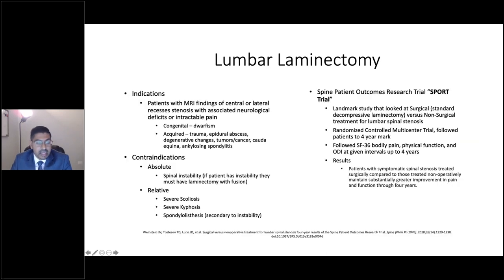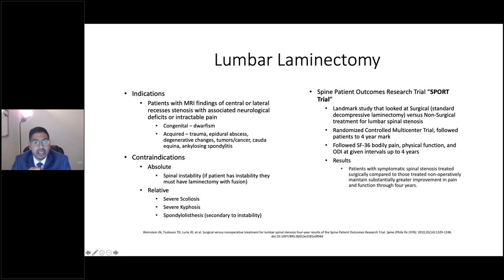Next slide, please. Some of the indications for a lumbar laminectomy, like I mentioned earlier, are central, lateral recess, and neuroforaminal stenosis, but it has to be associated with some sort of neurological deficit or intractable pain. As pain physicians, we're all aware that spinal stenosis can be multifactorial, whether it be congenital or acquired through degenerative changes. Some of the contraindications for a lumbar laminectomy revolve around spinal instability. Spinal instability is caused by multiple factors as well, including severe scoliosis, severe kyphosis, or high-grade spondylolisthesis. In these patients, a lumbar laminectomy can still be performed, but it must be associated with some form of lumbar fusion in order to regain that stability.